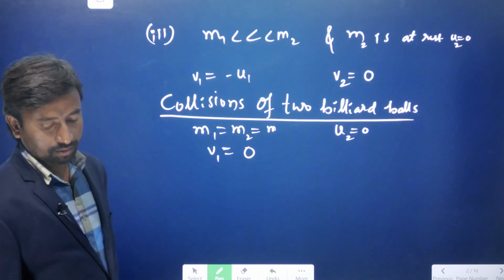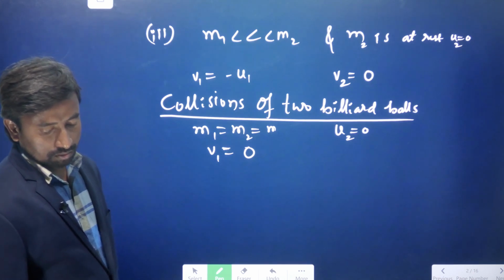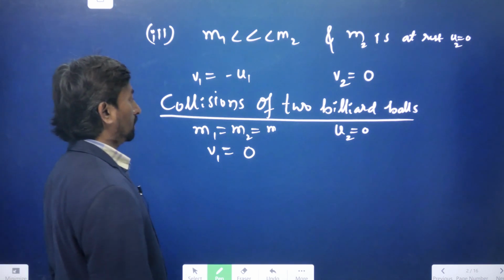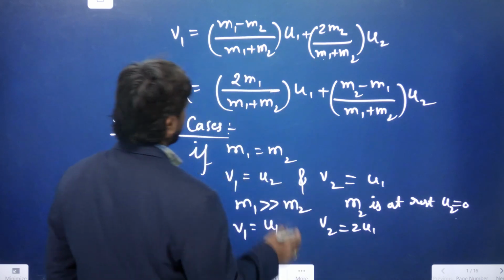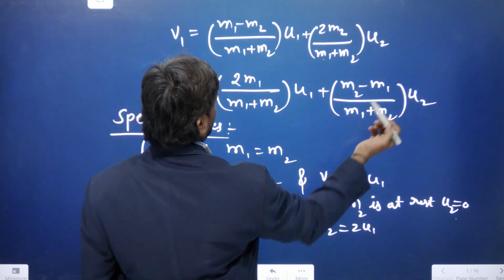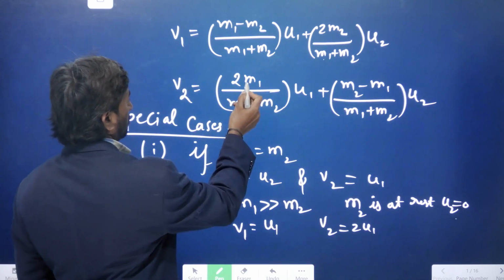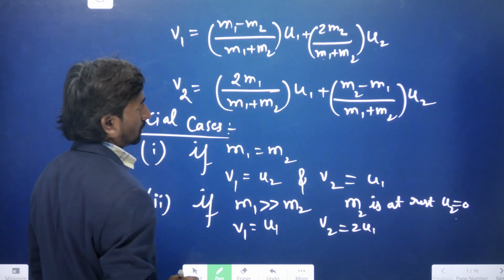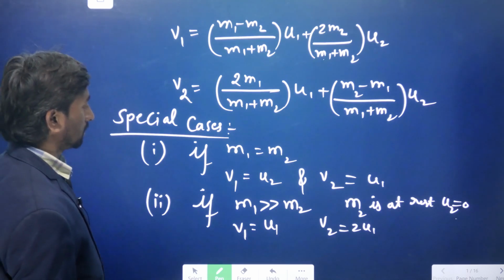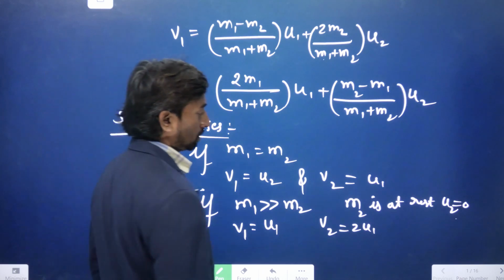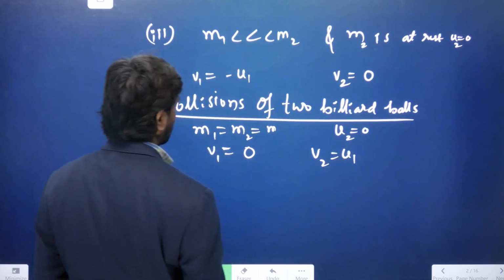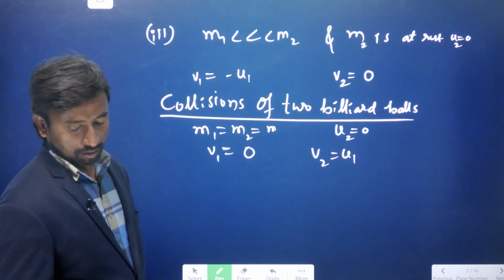The next one, what about V2 here? The V2 formula is 2M1 by M1 plus M2, into U1, and the U2 term becomes 0. The masses are the same, so V2 is equal to U1. These are the cases of billiard balls.